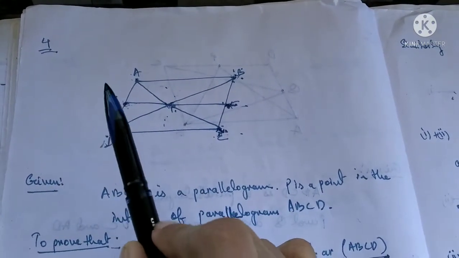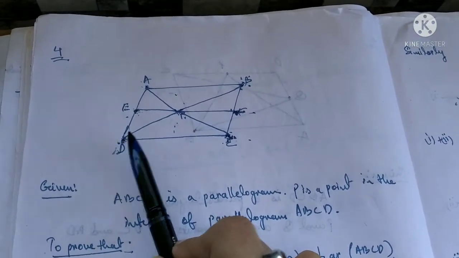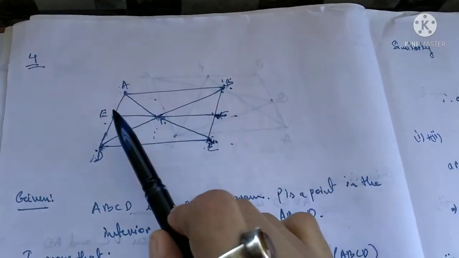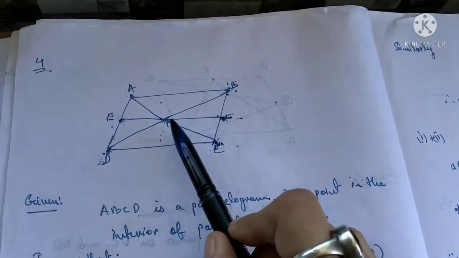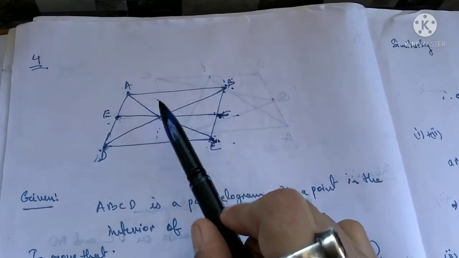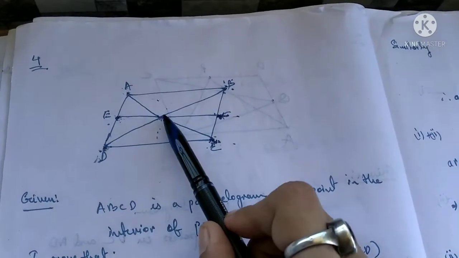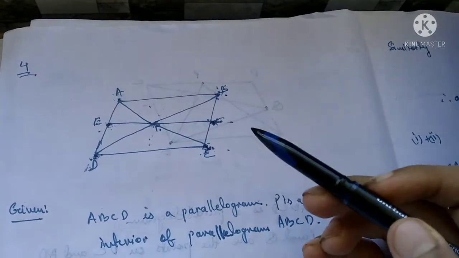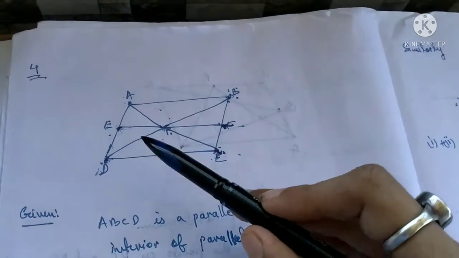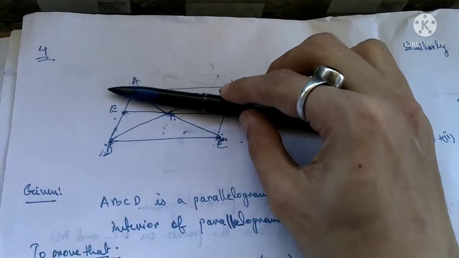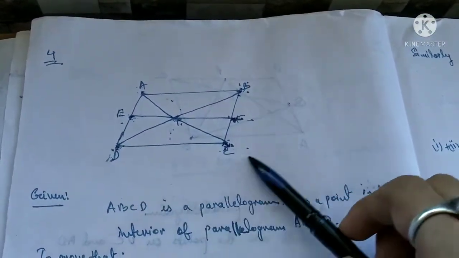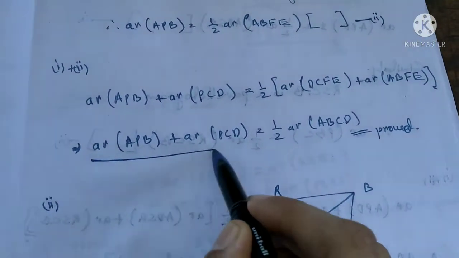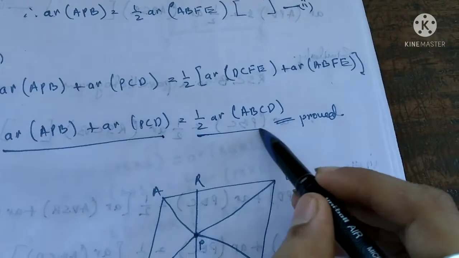Half will come common. Half of the bracket: area of DCFE plus the area of the upper parallelogram, which is ABFE. Understand? The left-hand side stays the same: area of PCD plus area of APB equals half the area of this lower parallelogram and this upper parallelogram. If you add both of these areas, you get the area of the whole parallelogram. So ultimately, area of APB plus area of PCD equals half the area of ABCD.